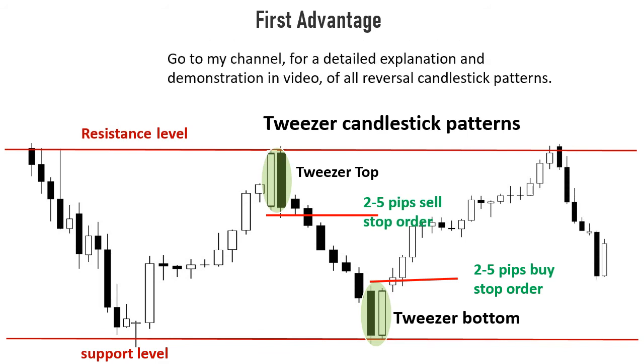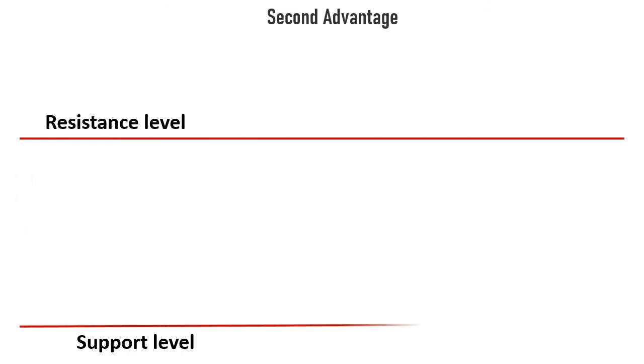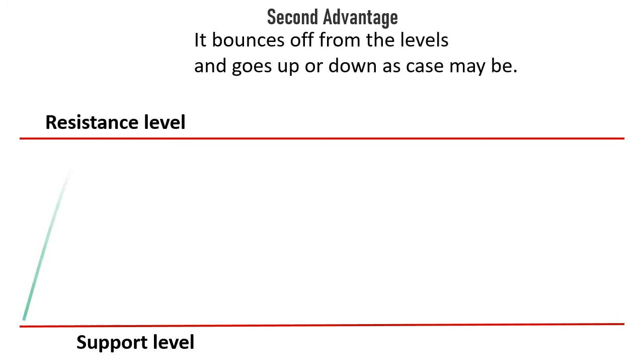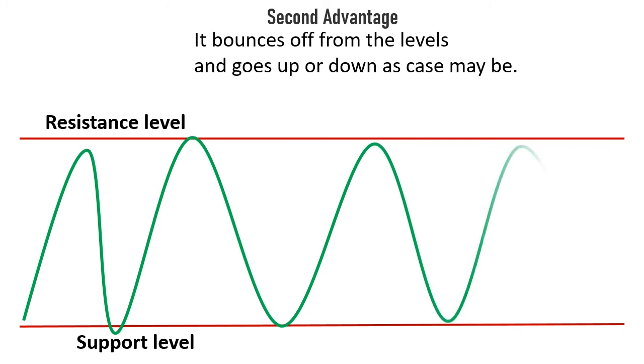Go to my channel for a detailed explanation and demonstration in video of all reversal candlestick patterns. Some Forex traders trade this setup and it is quite predictable what price does around support and resistance levels. It bounces off from these levels and goes up or down, as the case may be. So it's easy for a trader to target his entry with less risk.